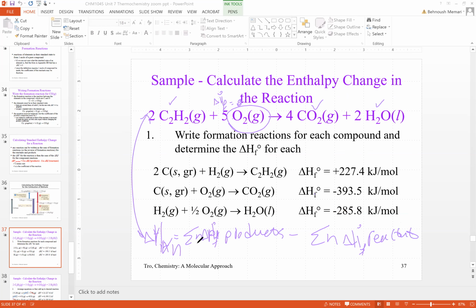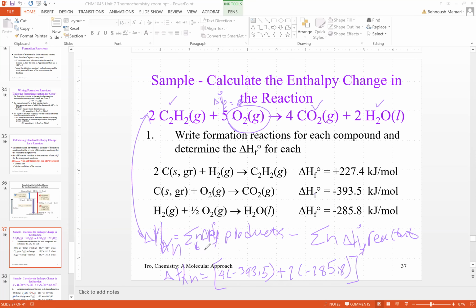So what does it mean? What does this n value mean? It means that if you have 2 moles, you have to multiply by 2. So for the products, what do we have? We have 4 CO2 and 2 H2O. So we add the products together, and that is 4 times the value for CO2, minus 393.5, plus 2 times the H2O value, minus 285.8.